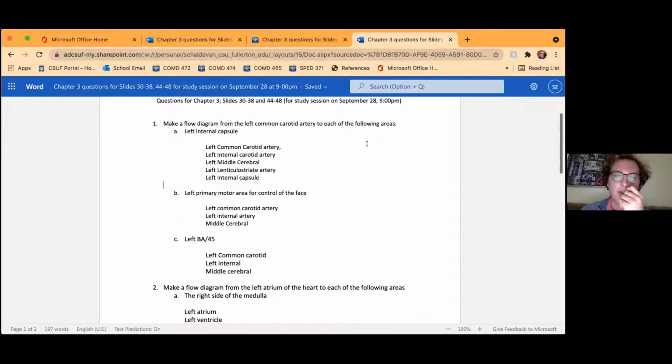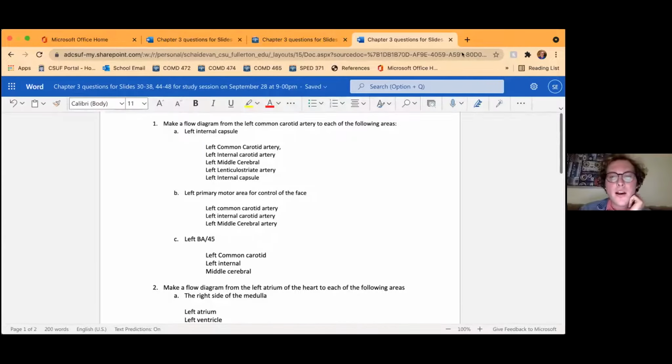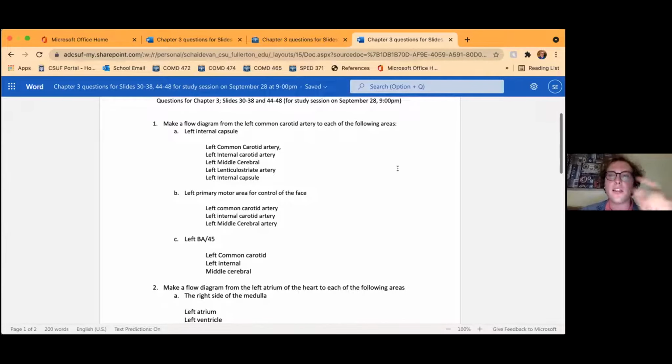So then the left primary motor area for the face: we start at the left common carotid artery, then the left internal carotid artery, and then that follows up to the middle cerebral artery. Which side? The left. Actually, we had a question about that, because if the motor pathway is going to decussate to the right, would we not put the right middle cerebral artery, or would this not be a right pathway?